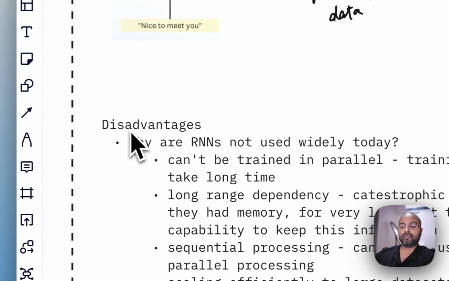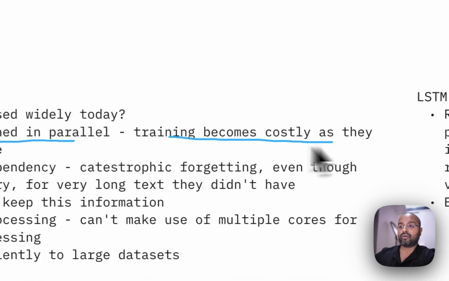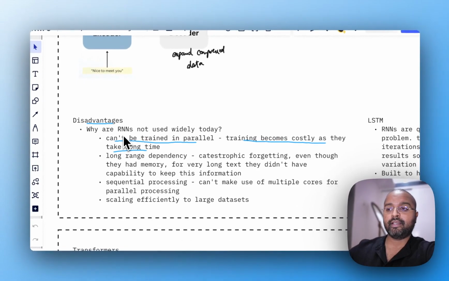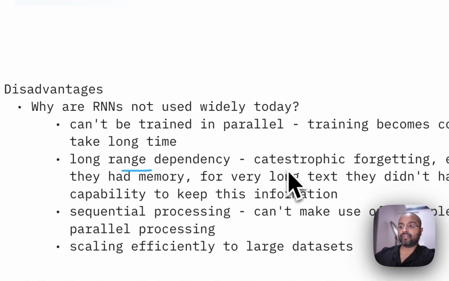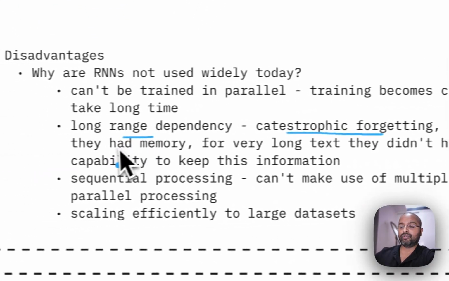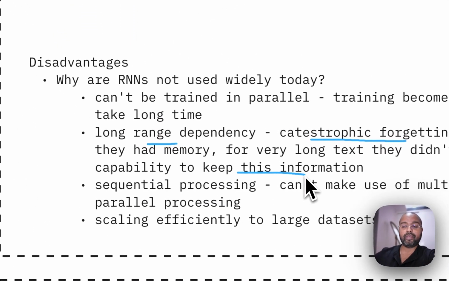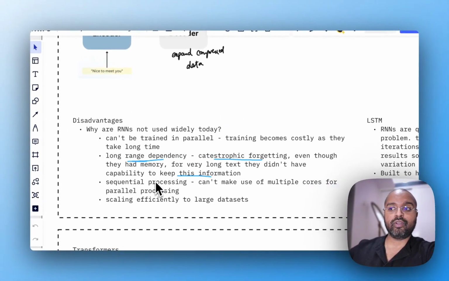Now, quickly, we'll go over some of the disadvantages of RNNs as well. So the first big disadvantage is it can't be trained in parallel. So training becomes really costly and takes a long time. So RNNs are not able to use the parallel processing within multiple cores that a computer offers. So next, RNN also suffers from catastrophic forgetting. So even though they had memory for very long text, they do not have capabilities to keep this information. So that is what long range dependency is missing within RNN. So you can go after maybe the previous 3 or 4 words, but not for long text.